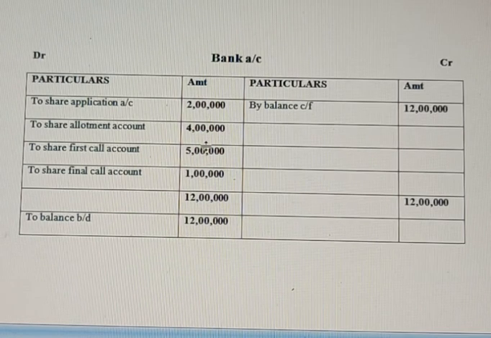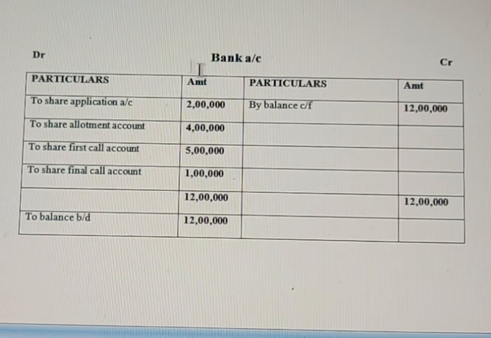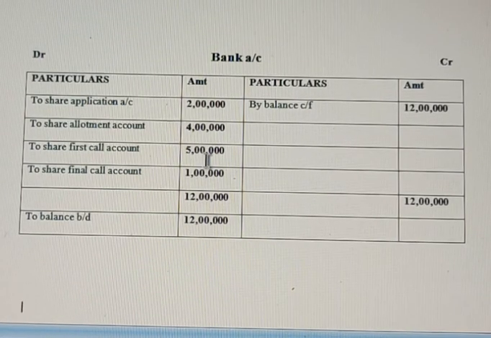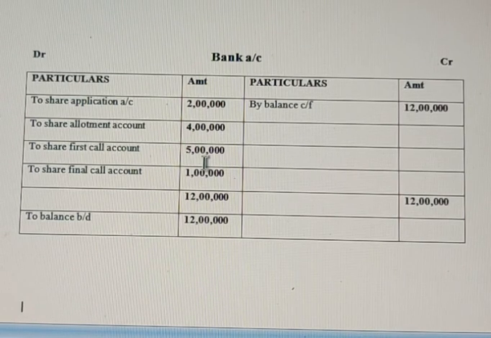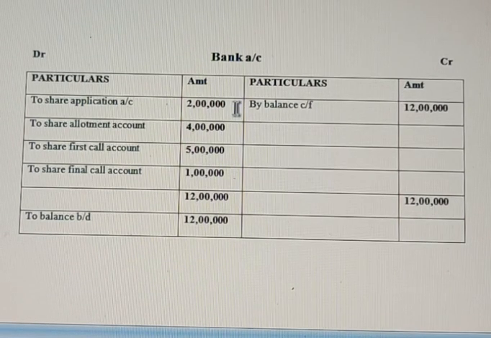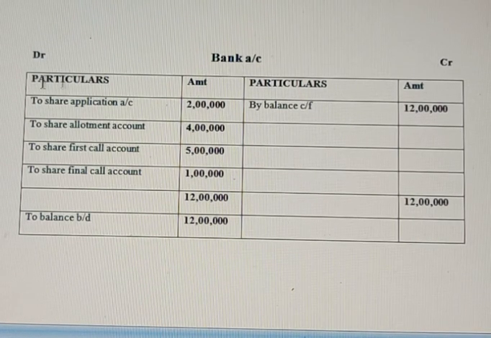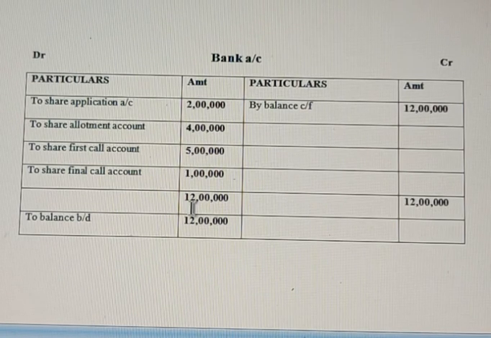Going further to the third stage, you have again received 5 lakhs including premium. So here again, bank account debit to share first call account 5 lakhs. This is how we have written the journal entry, and that is how you are posting bank account debit to share first call account 5 lakhs. The last stage is you are receiving some money in the final call account also, right? So bank account debit to share final call account 1 lakh. So in total, when you put all these together, you're getting 12 lakhs.